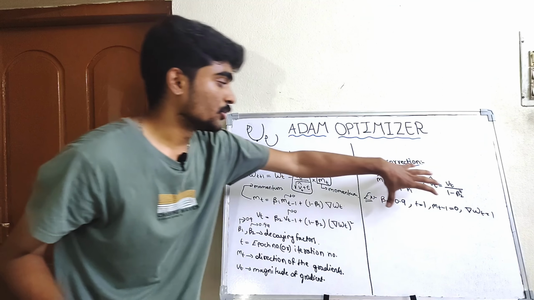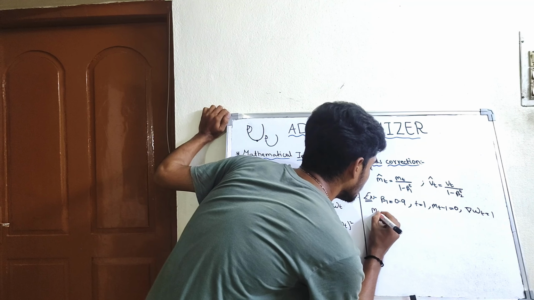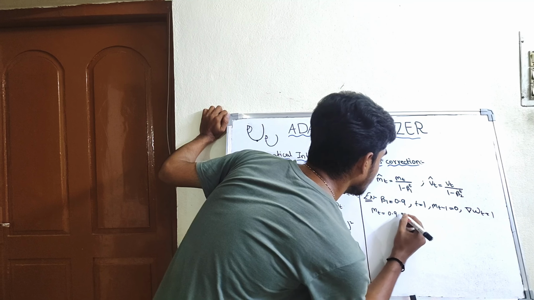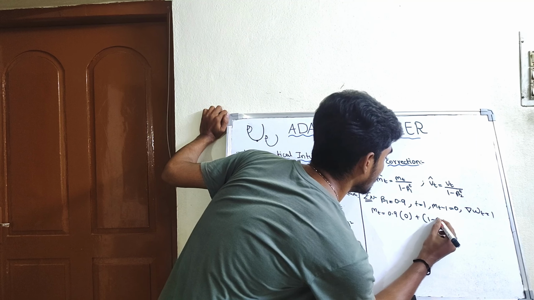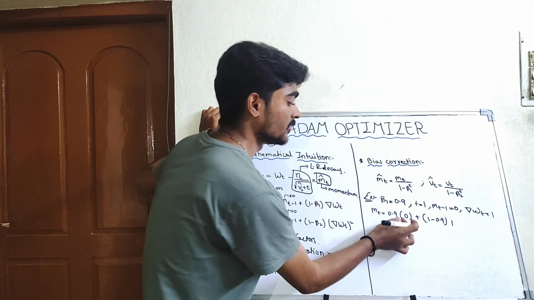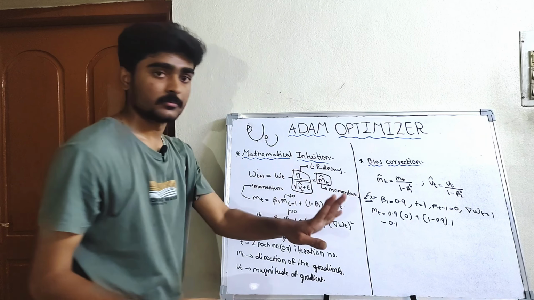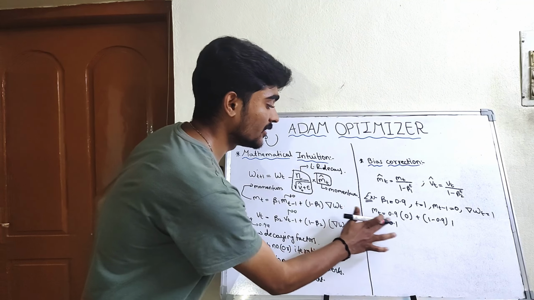Now let us substitute all these values in this formula. The mt value would be 0.9 into 0 plus 1 minus 0.9 into 1. This entire first term will be 0. 1 minus 0.9 is 0.1, into 1 is 0.1. This is the value of mt. Now this mt is 0.1.